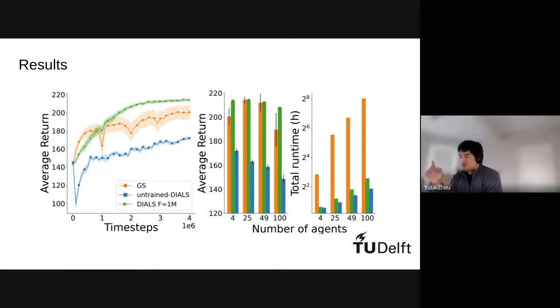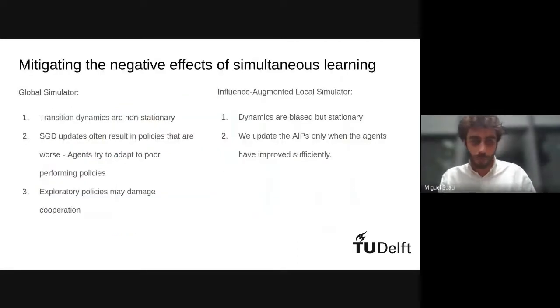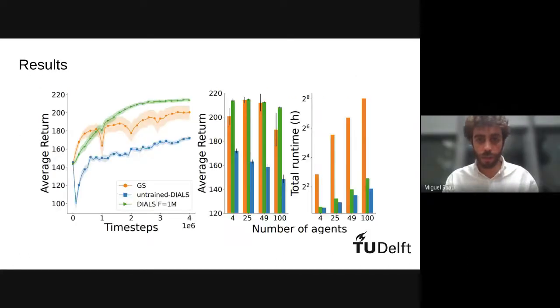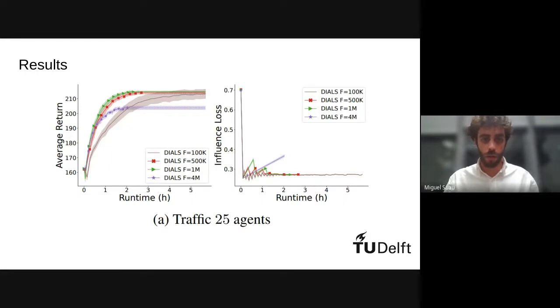Would you mind going back one slide? Yeah. So the dynamics are stationary conditioning on the influence variables, right? And then the AIPs are the ones that produce the variables. Mm-hmm. So my question is, how accurate do the AIPs actually have to be for the first observation to really hold? Yeah, so that's what I was going to show here, actually.